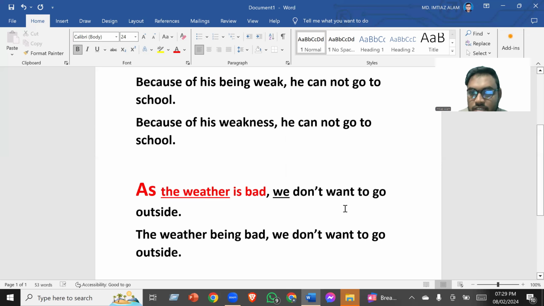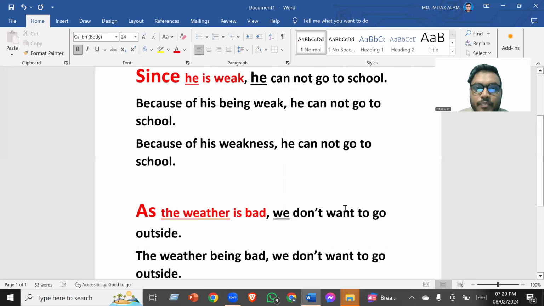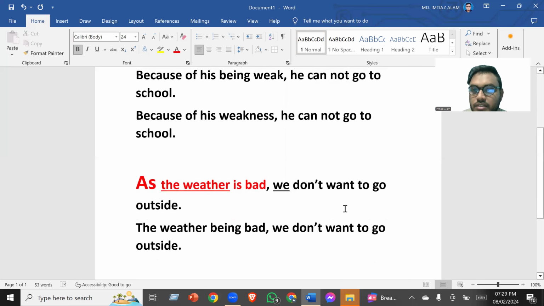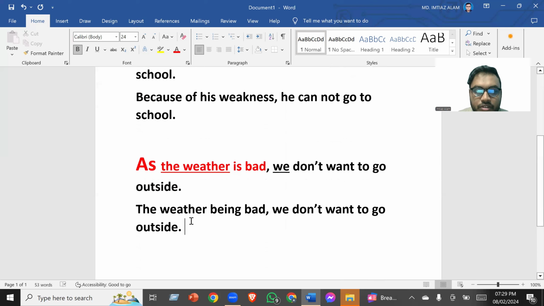So when you face this type of sentence in your questions, then you have to answer the since, as, when types of structures like this. Okay. So I hope that you have understood these things.